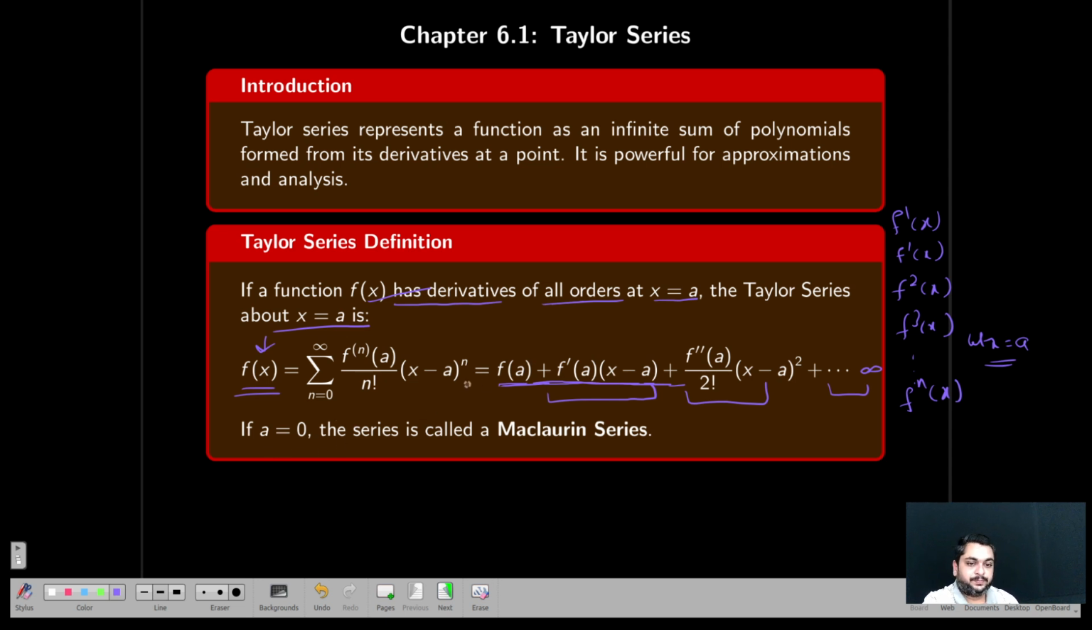In this equation, if I put a equal to 0, then I will get the Maclaurin series. So Taylor series and Maclaurin series are the same, but the only thing is Maclaurin series is the special case of Taylor series where a is equal to 0.